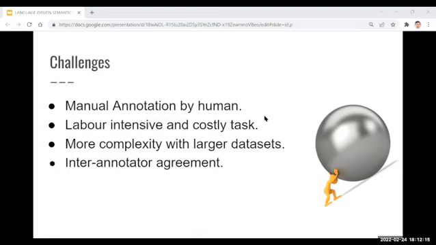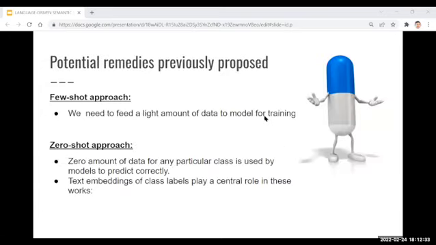Someone will say it's a road, right? Someone will say it's just a pathway. So essentially, inter-annotator agreement becomes a problem. These are all challenges which come forward when we try to assign a lot more categories to the pixels. So what is the potential remedy to this problem?